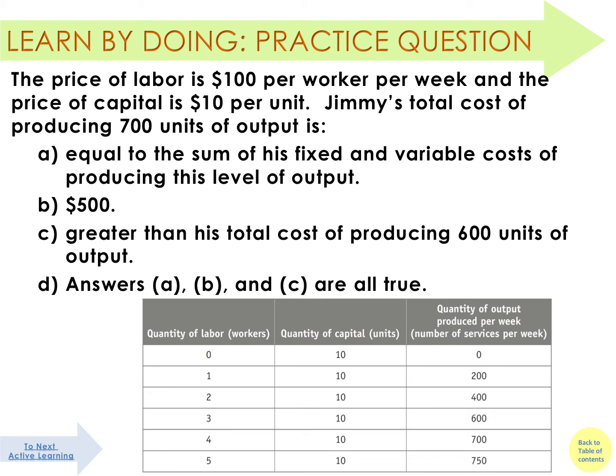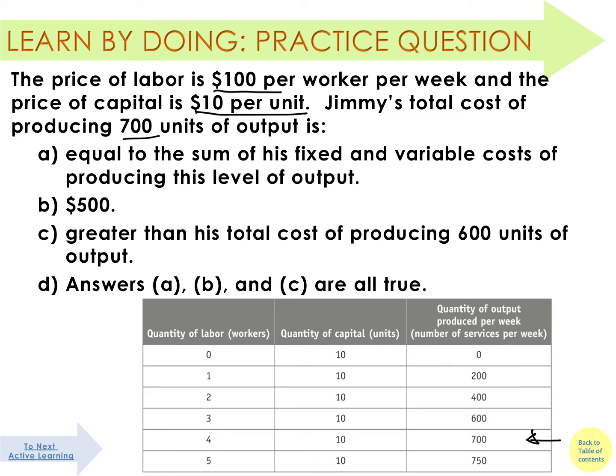Here is another question for you. This one's a little bit more in depth. The price of labor is $100 per worker per week, and the price of capital, $10 per unit, just like the last question. What is the total cost of producing 700 units of output? You're looking at this level here.